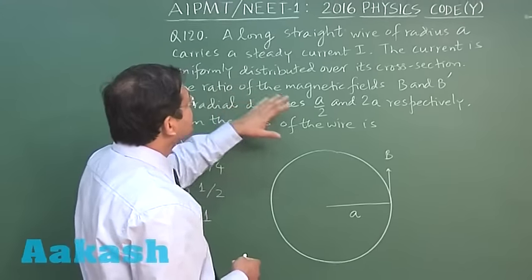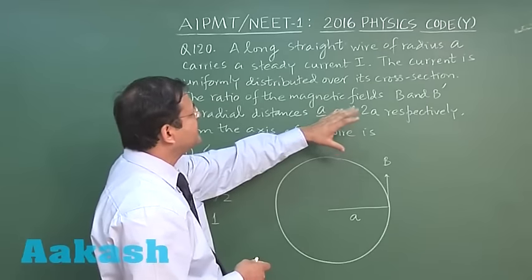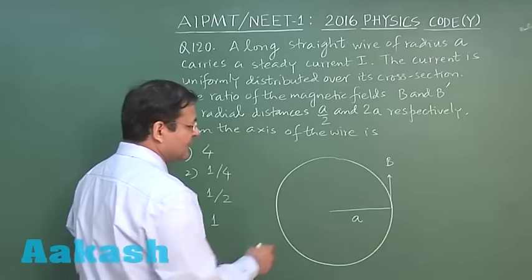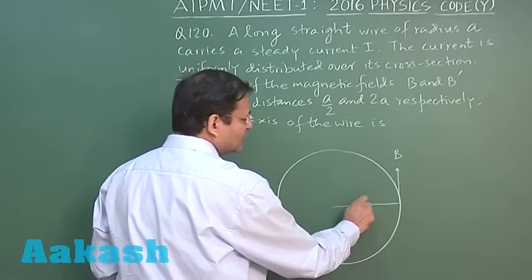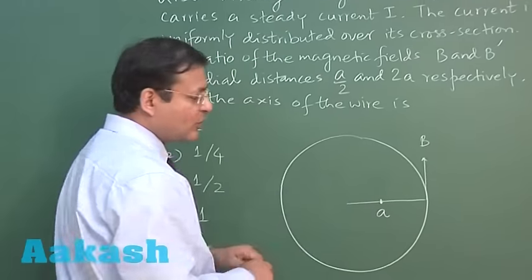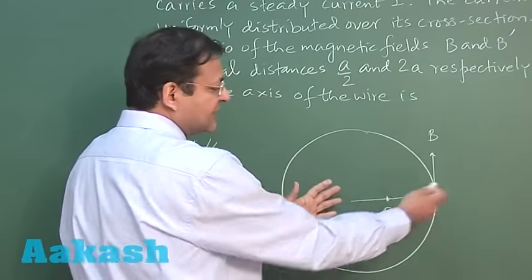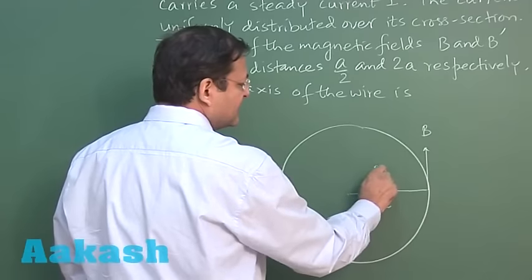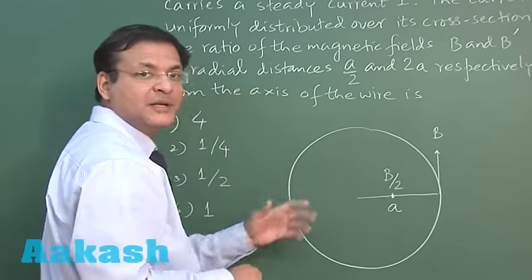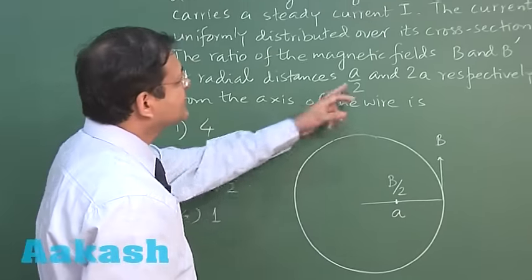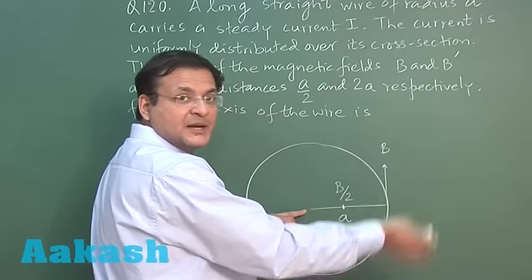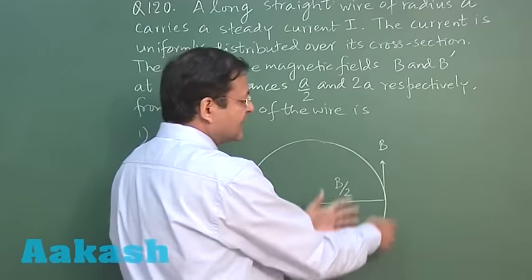Now it says that the ratio of the magnetic field B and B dash at radial distances a by 2 and 2a. From here, if you are at a by 2, that means you are at half of the distance. So what will be the magnetic field here? Half of that, that means magnetic field will also be half. So if it is B on the surface, here it will be B by 2. You understand? Here it will be B by 2. And at distance 2a, that means double distance. Double distance means magnetic field is half that of that at the surface.